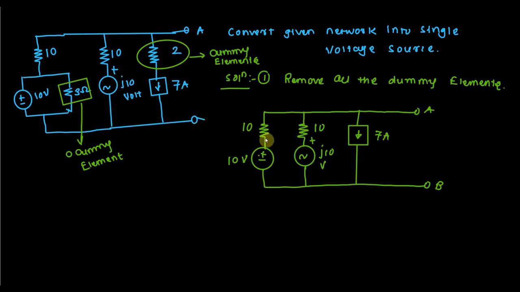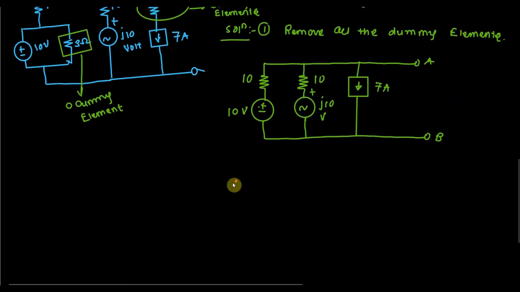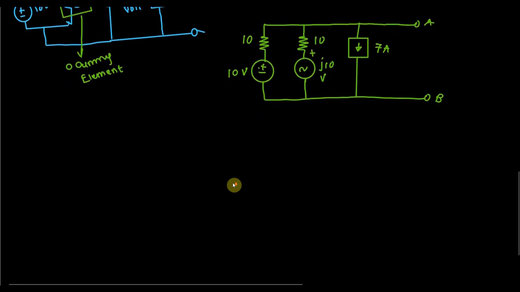Now we will solve. This will be a practical voltage source, this will be a practical voltage source, and this is the ideal current source. Fine. So now the circuit is modified. So what we will do, we will first find out the connection. Which type of connection is this? Just by observation you can see that this is a parallel connection.